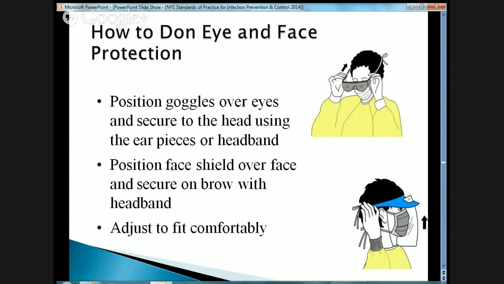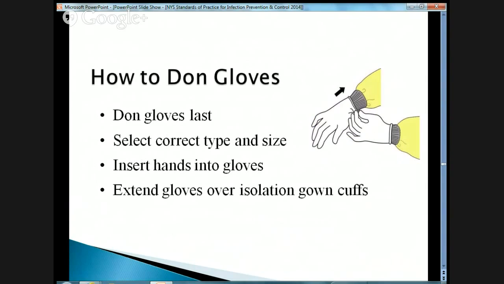Because if you're wearing eye protection that you can't see through, you're not going to use it. Right? You're not going to use it. So please make sure they're comfortable and you use it. You don your gloves last, making sure that the gown is covered so there's no seepage.